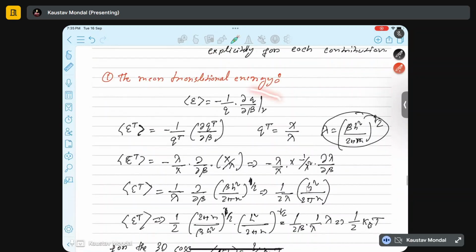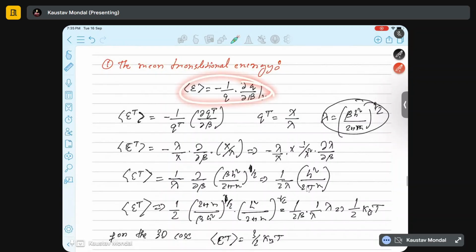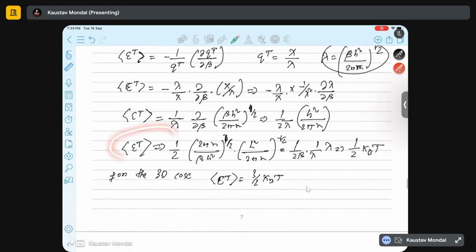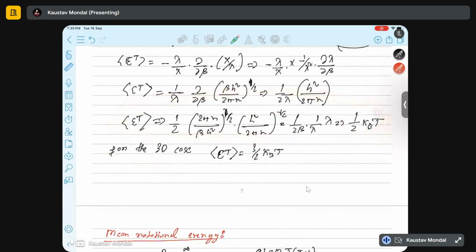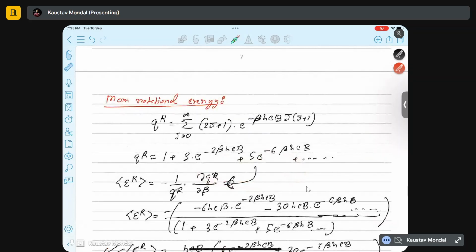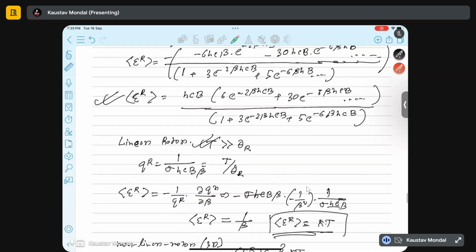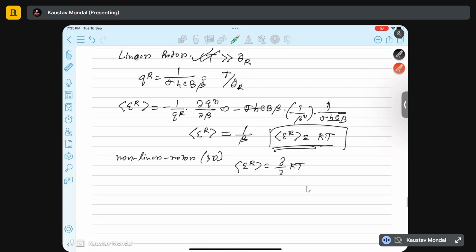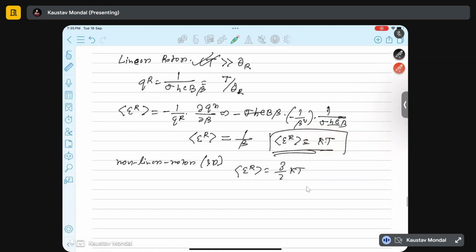We actually know how to calculate the mean energy if you know the partition function, you know the formula for that. For the translational case, we know the translational partition function Qt, and from there we have calculated the mean translational energy that gives half kBT. We have calculated for the 1D case. Similarly for the 3D case, the translational energy gives you 3 by 2 kBT. Similarly for the rotational energy, we have calculated the mean rotational energy that gives kBT. Normal kBT, not half factor is involved here.